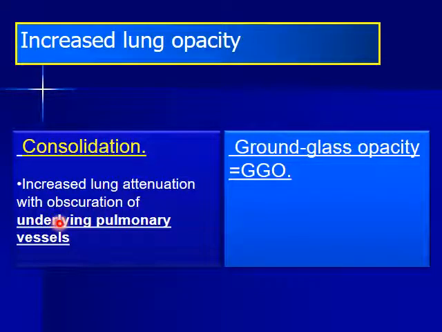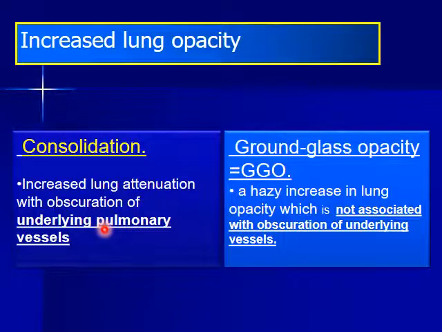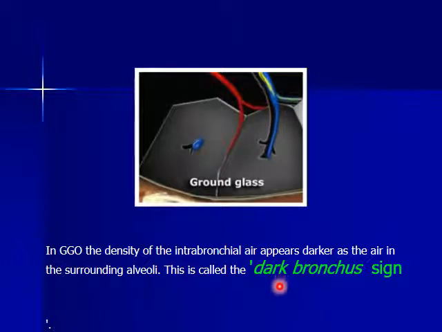Consolidation is an opacity that you cannot see pulmonary vessels through them, while in ground glass opacity, less increased density or hazy increase in lung opacity, but you can see the vessels through this opacity. Okay? Ground glass opacity, just faint increased density.